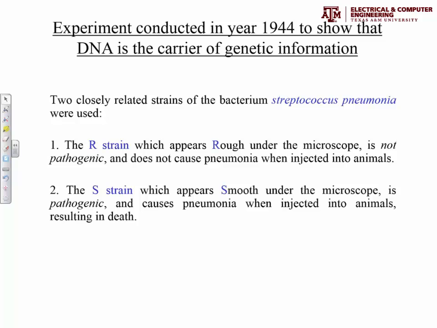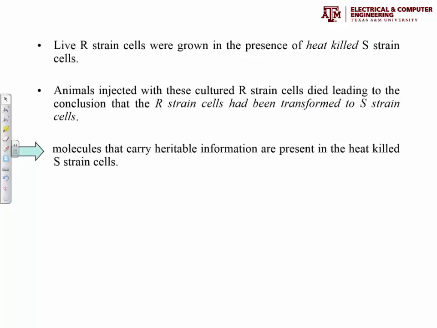All the other molecules were found to have stayed the same. They were still of the R strain type. Only the DNA had been changed from the R strain to the S strain when these cells were made to feed on the heat-killed S strain. So the conclusion is that the carrier of genetic information is the DNA, right? So I'll repeat this again, after I've explained.